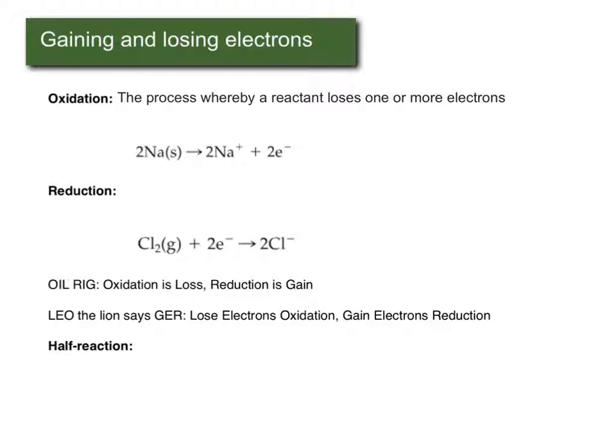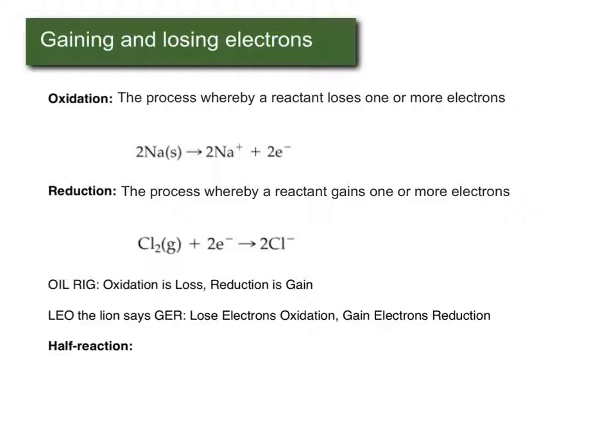In a reduction reaction, the opposite process happens, and that's the process whereby a reactant gains one or more electrons. So the example I have here for a reduction is chlorine gas, which has an equal number of protons and electrons. If each one of those atoms gains an electron, then we end up with two chloride ions, two Cl minuses.